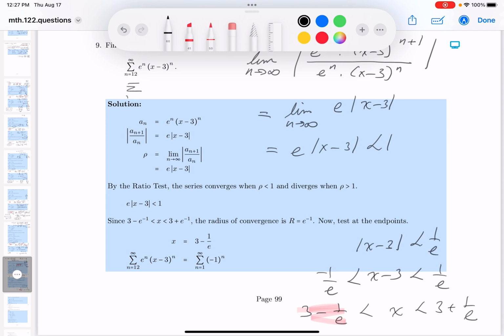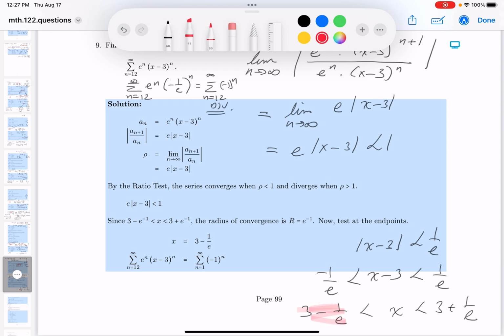The sum, n equals 12 to infinity, of e to the n. And then if you plug in 3 minus 1 over e into (x minus 3), you would get minus 1 over e, to the nth power. It reduces pretty simply. We'll write this over here: the sum n equals 12 to infinity, it would just simply be (minus 1) to the n, which is definitely divergent. All right, I'm not going to include that.